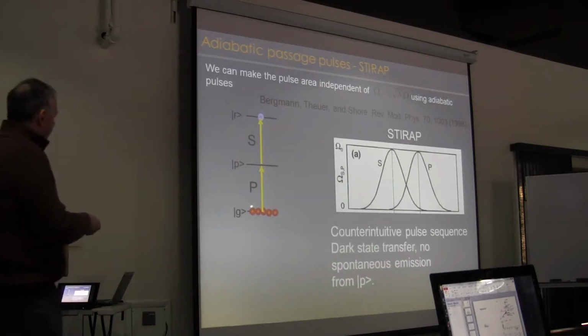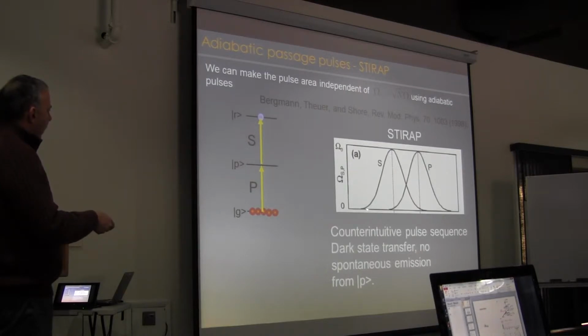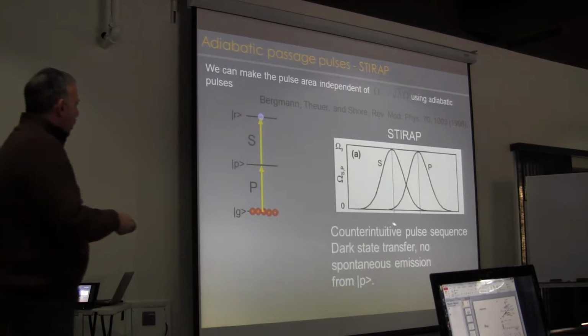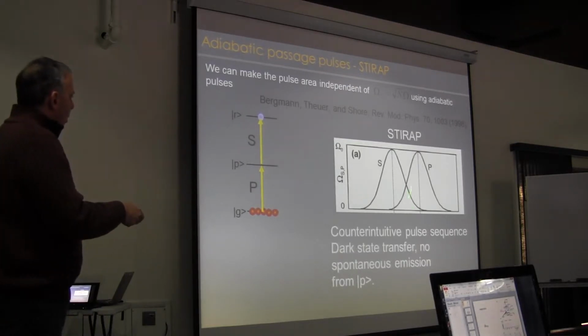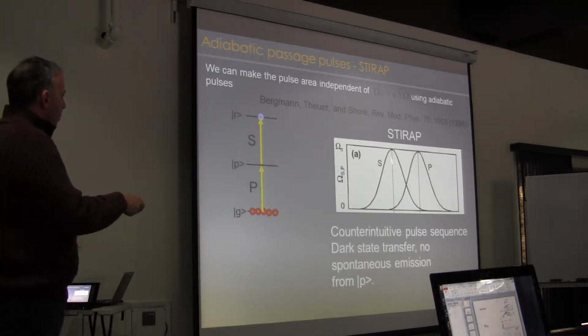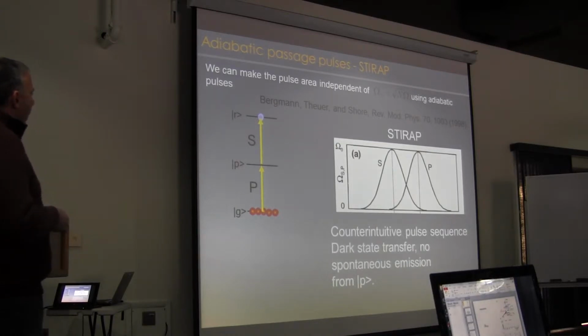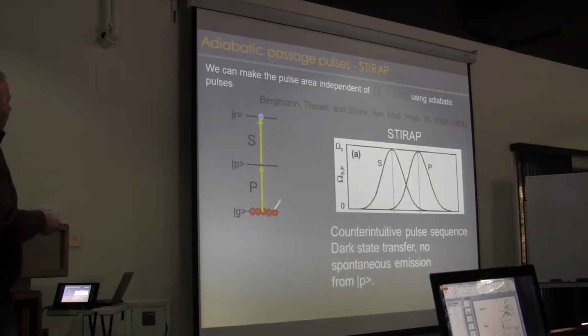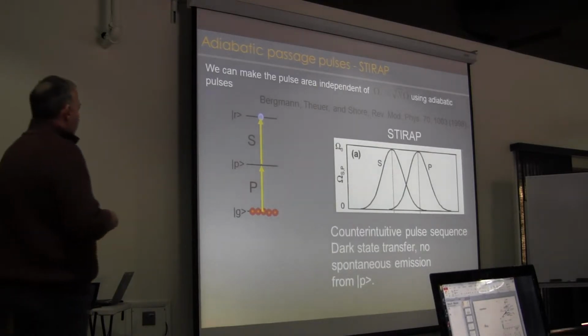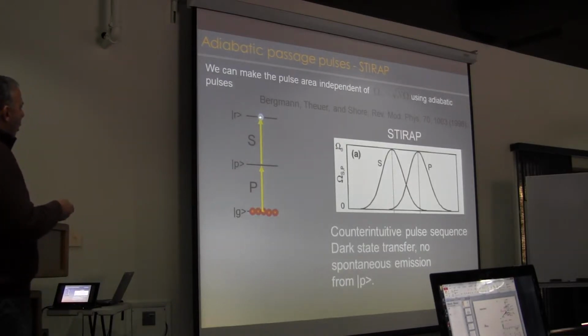So initially, if the atoms are starting in the ground state, this light here doesn't do anything. It's coupling these two levels, and has very little effect on the ground state. But if I apply these two pulses in this counterintuitive sequence, and they're smoothly varying pulses, what happens is there's a transfer from the ground to the excited state via a dark state, which contains no component of P. So in principle, one can do complete transfer from G to R without ever exciting P. That gets rid of spontaneous emission. I have no spontaneous emission.